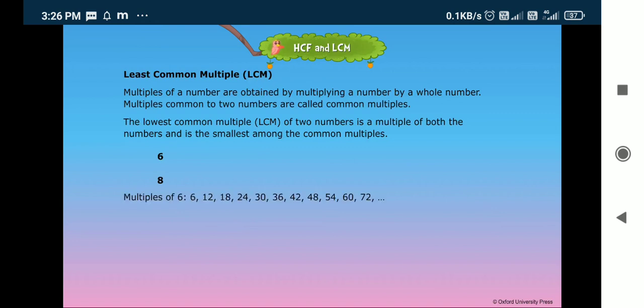Multiples of 6 are 6, 12, 18, 24, 30, 36, 42, 48, 54, 60, and so on. Multiples of 8 are 8, 16, 24, 32, 40, 48, 56, 64, 72, 80, and so on. Now the common multiples are 24, 48, 72. The smallest common multiple is 24. That is, the LCM of 6 and 8 is 24.